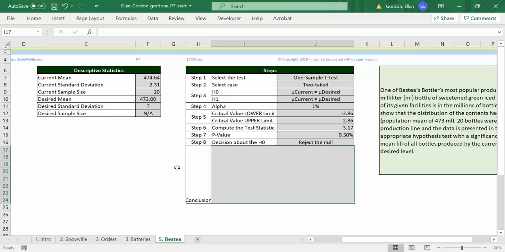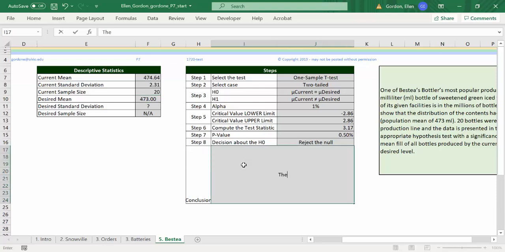And to determine that, we can look at our descriptive statistics. So here is our sample mean. It's 474, and that's greater than 473. So that suggests that the population mean for the current fill is greater than the advertised or desired fill.